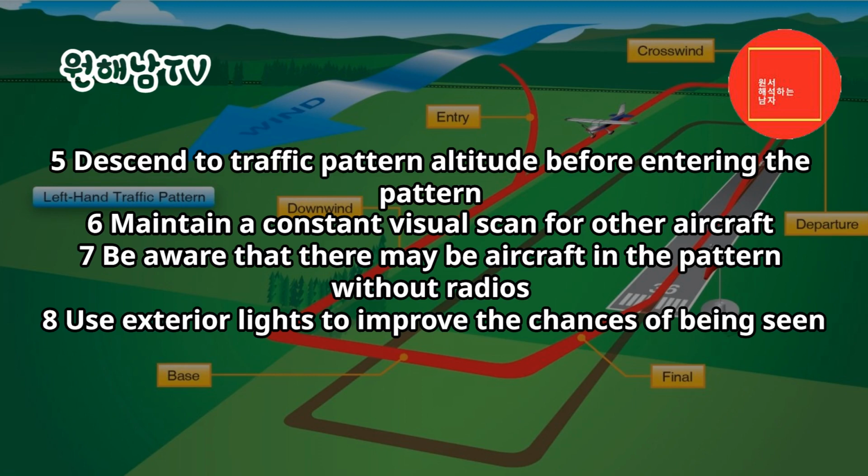6. Maintain a constant visual scan for other aircraft. 7. Be aware that there may be aircraft in the pattern without radios. 8. Use exterior lights to improve the chances of being seen.